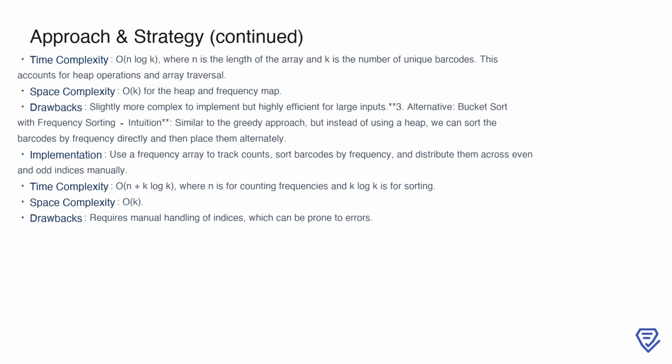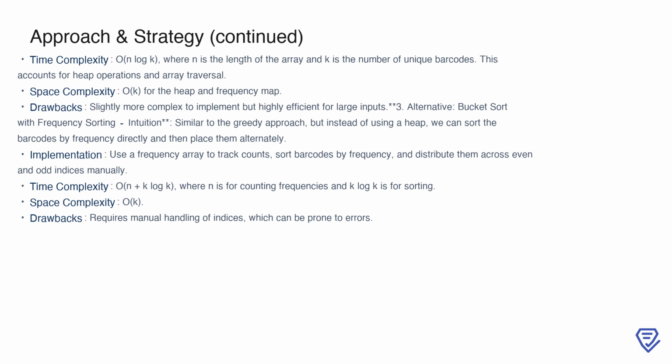The greedy frequency-based approach offers significant improvements in efficiency. Its time complexity is O(n log k), where n is the total number of barcodes and k is the number of unique barcodes. This accounts for the heap operations and traversing the array. Space complexity is O(k), as we need space for the heap and the frequency map. While this method is efficient, the implementation involves managing a heap, which adds some complexity.